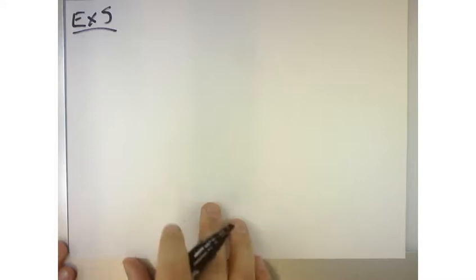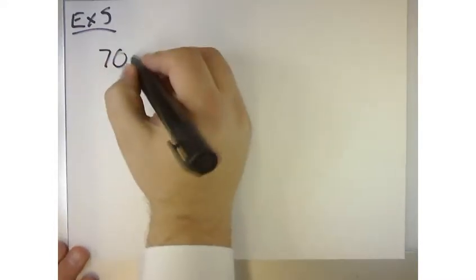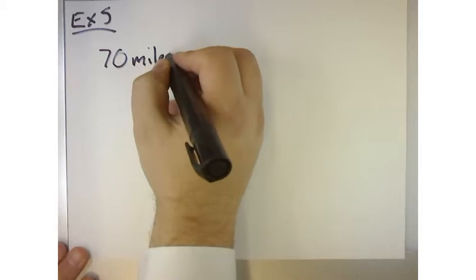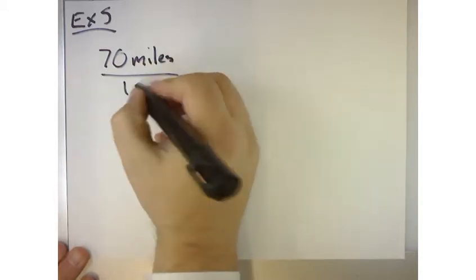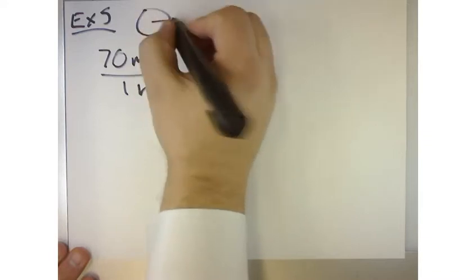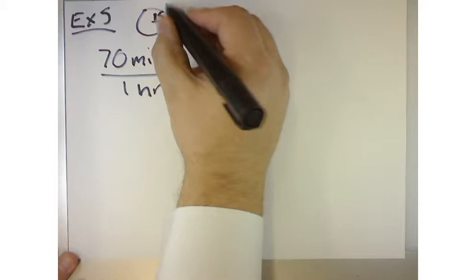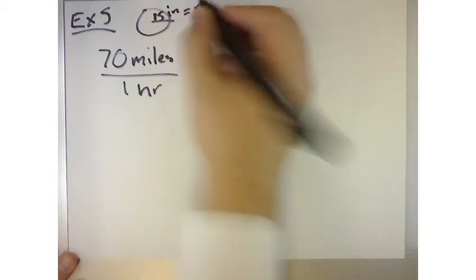70 miles per hour? So we know that 70 miles per 1 hour, and we know that the tire has a 15-inch radius. Okay?